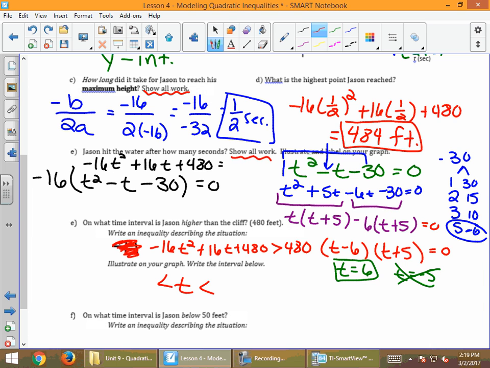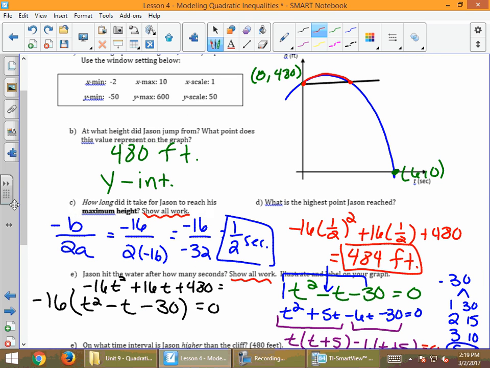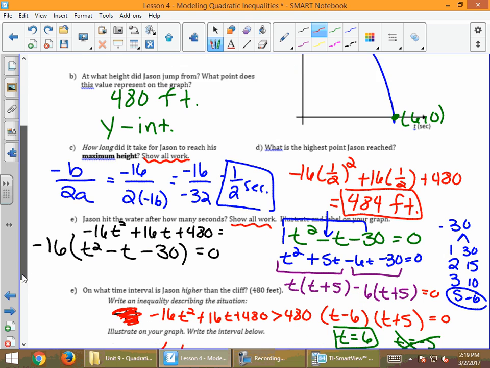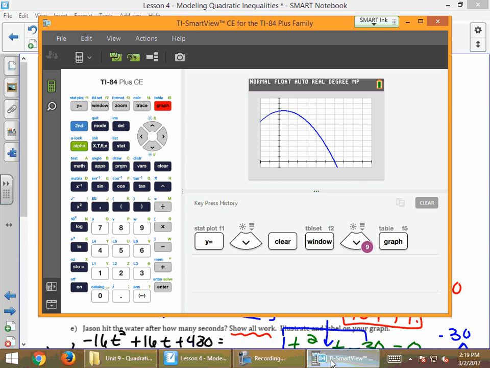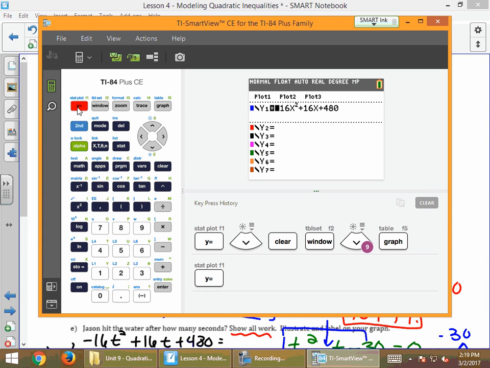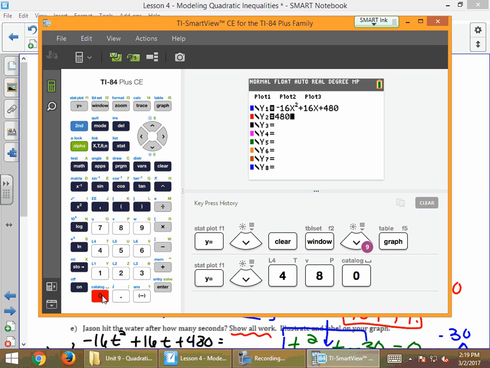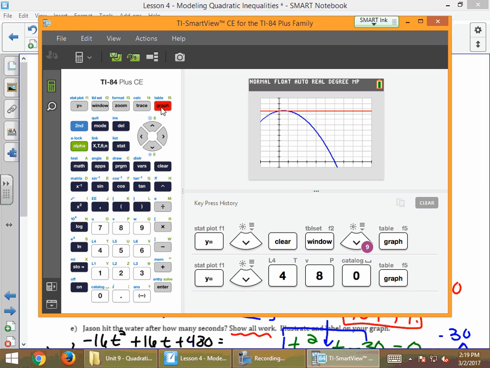Here's the thing. Do we know what this x value is right here? 0. Do we necessarily know what this x value is right here? No. So when that happens, you have to use your calculator. Go back to your calculator, go to y equals, and we're going to draw that line in our calculator. Go down to y2, and just for graphing, y is 480. We're going to draw a line just like we did on our paper. Type that in and hit graph. So it looks something like this.